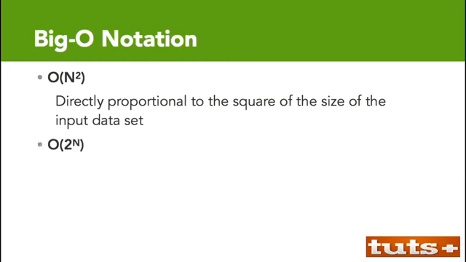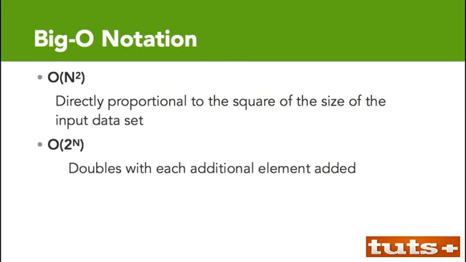O of 2n denotes an algorithm whose growth will double with each additional element in the input set. The execution time of an O of 2n function will quickly become very large. This is just a quick overview of algorithm analysis, but I hope that it provides you with some familiarity with the terms used regarding algorithm analysis. You will quite often hear about the Big O notation.